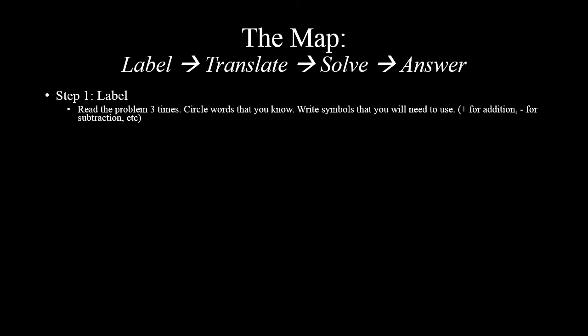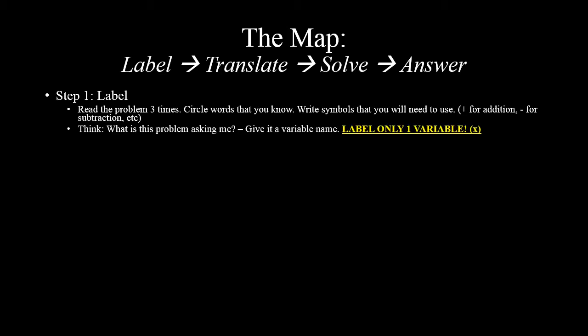So first, read the problem 3 times. The first time, just read it. The second time, circle words and start writing symbols that you know. And the third time, really focus on what the problem is asking you. The biggest part of this step is to start thinking about your variable. And as you're going to see, we only want to label one variable to solve for in our problems. We are going to want to give it a name, x, y, and know what that variable is standing for. Remember, a variable is an unknown. So there's going to be some unknown in our problem that we need to solve for.